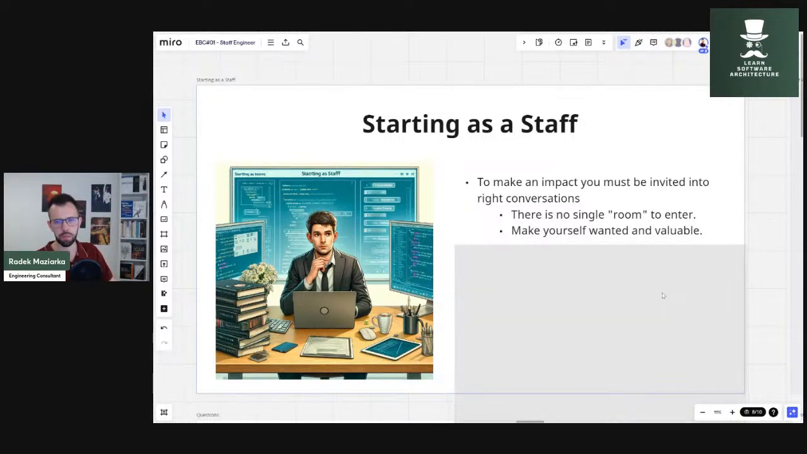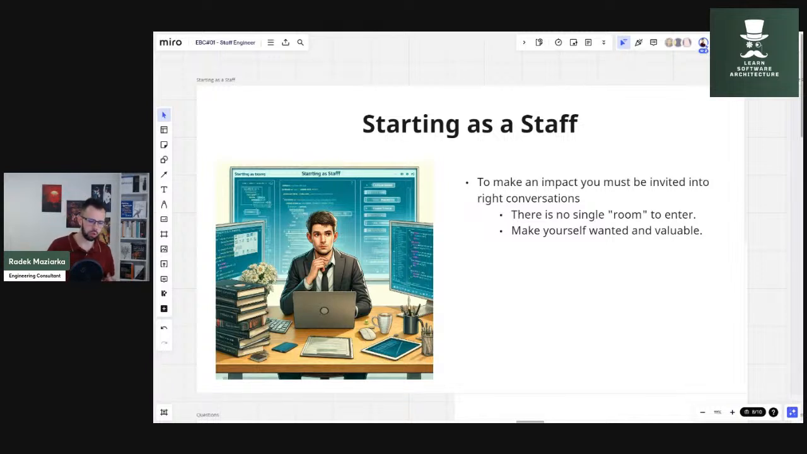And to actually make it, we should take into account that there is no single room, no single meeting to join, but rather we should sell ourselves as somebody who is wanted, who is valuable to be a part of a discussion, and then people will try to invite us to the specific meeting, rather than us trying to force ourselves into specific meetings.